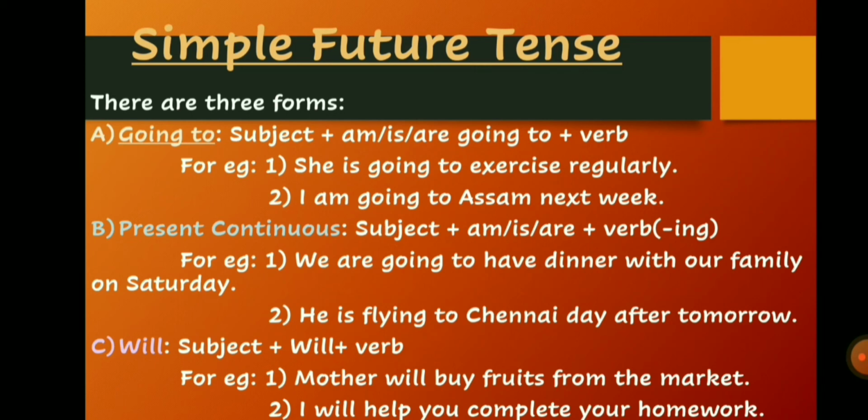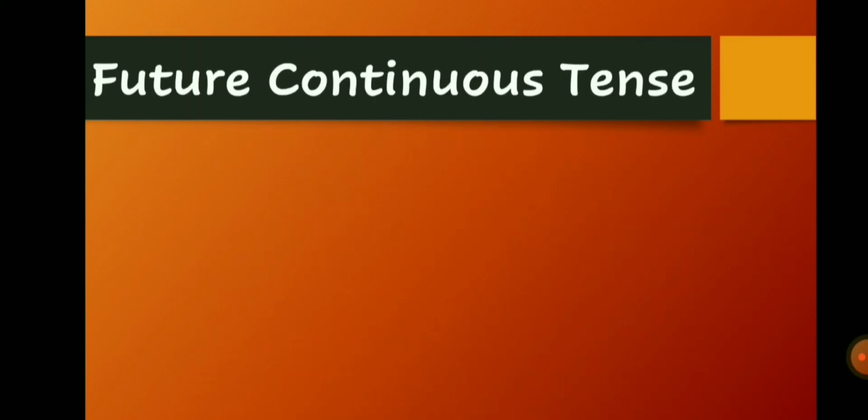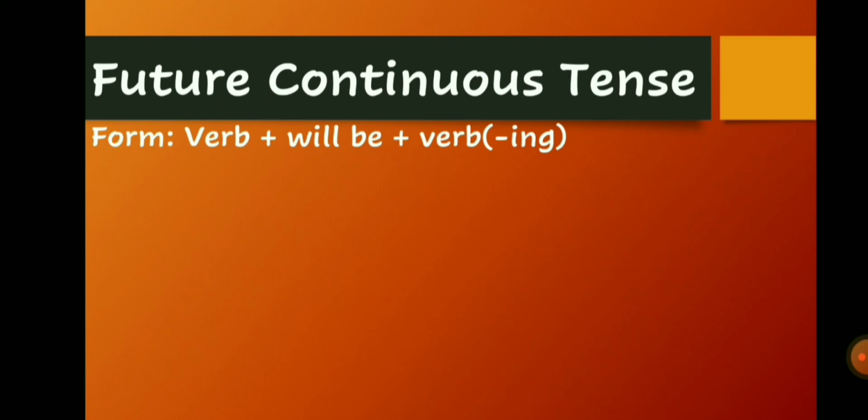So now let's see another type of future tense, that is the future continuous tense. Future continuous tense refers to ongoing action that will be happening sometime in the future. For example, the form of the future continuous tense is subject plus will be plus verb in ing form.